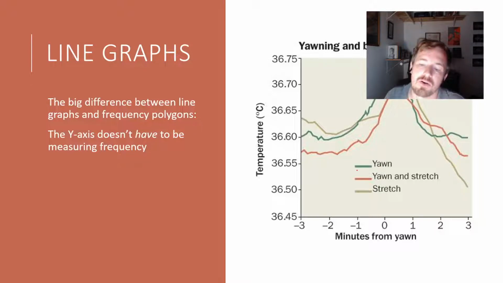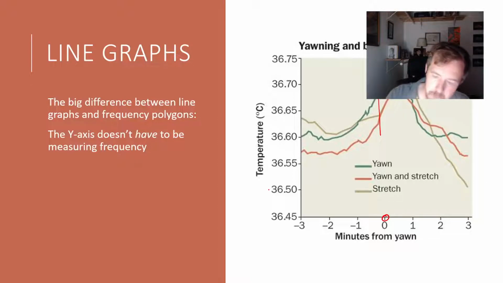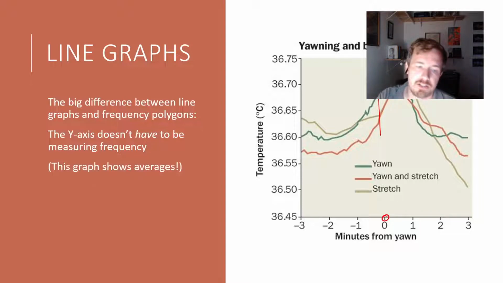And so what we're looking at here are 3 different conditions: one where participants yawned, one where they yawned and stretched, and one where they just stretched. And so here you can see that this is minutes from yawn, so this is the 0 hour, meaning that this is exactly where people yawn. And you can see that whenever people yawn, their brain heats up a little bit. But if they yawn and stretch, it doesn't heat up as quickly or as dramatically. So you can compare these multiple lines so that you can draw comparisons across conditions, something that we will be doing a lot this semester, actually.